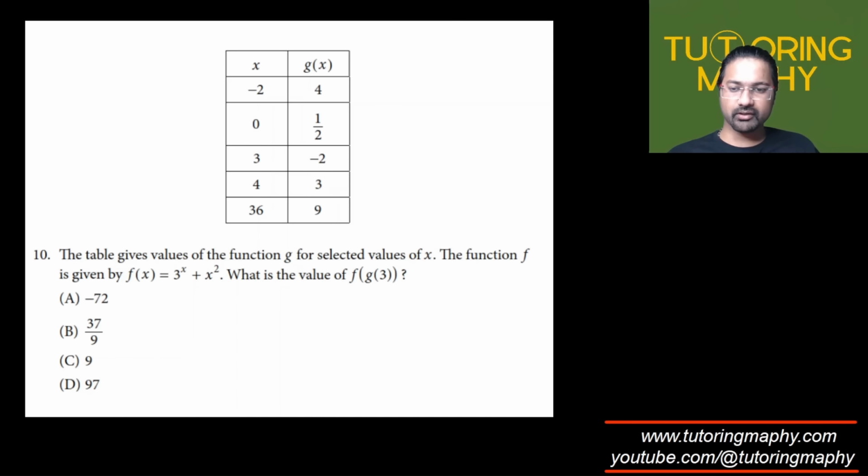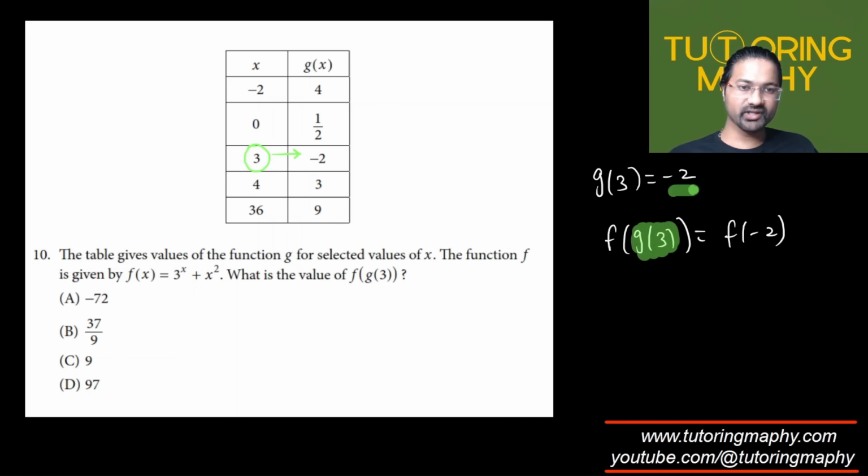Okay. What is g of 3? The value of g at x equal to 3. Where is x equal to 3? Right here. What is the value of g corresponding? Negative 2. So can we agree that the value of g of 3 is negative 2? This means that f of g of 3 will be f of negative 2, because g of 3 is negative 2. So I just replaced this guy with negative 2.